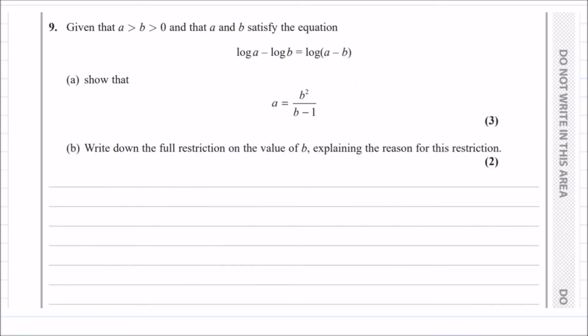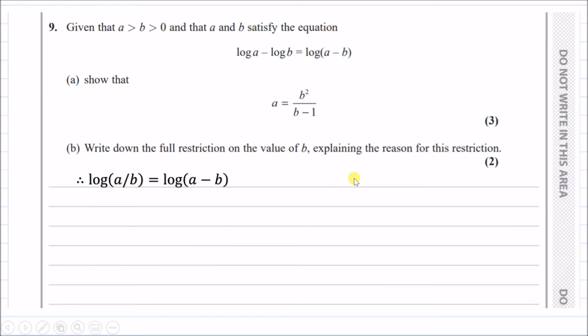So, number 9. Given that a is bigger than b, which is also bigger than 0, and that a and b satisfy this logarithmic equation, show that you can get this equation. Okay, so I'm going to skip part b for a second. Now, we just have to know some properties of logs here. First things first, when you subtract two separate logs, it's the same as dividing the terms inside. So it looks a bit like that. Log a minus log b is log a over b, and that's going to equal the right hand side.